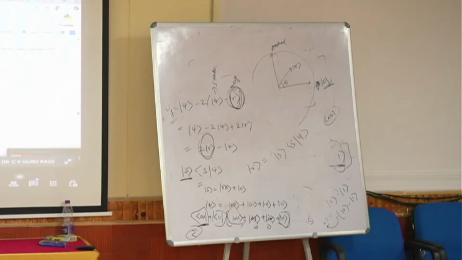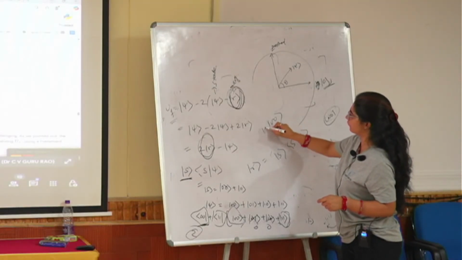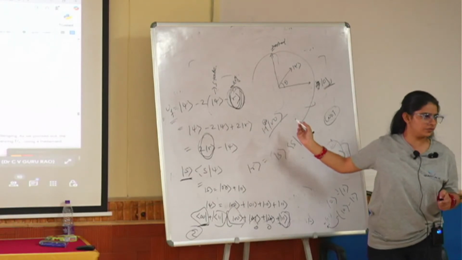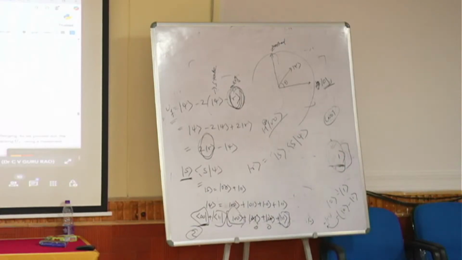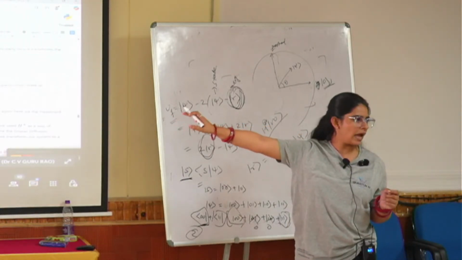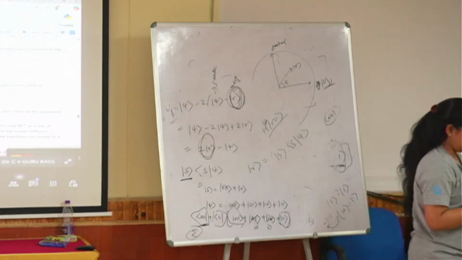Now, in order to create that equal superposition state, what we can do is apply Hadamard on 00. Any 00 state, if we apply Hadamard on it, we would be getting the equal superposition state.